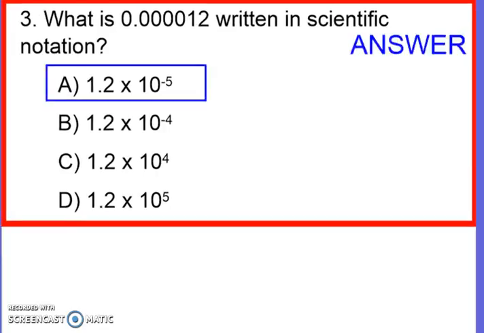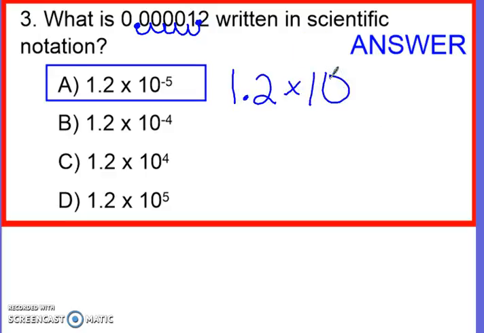The answer is A. So remember, you go to the decimal. The number to the left of the decimal has to be in between 1 and 9. Okay? Right now it's in between 0. So I'm going to move it over. That's 1. Move it. 2, 3, 4, 5 times. Right? So 5 times. So now I have 1.2 times 10.